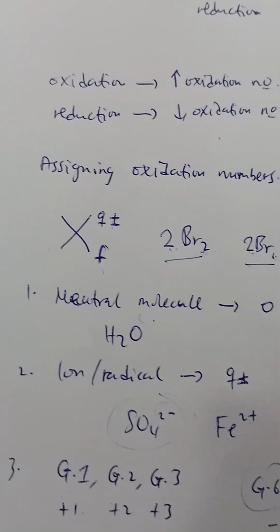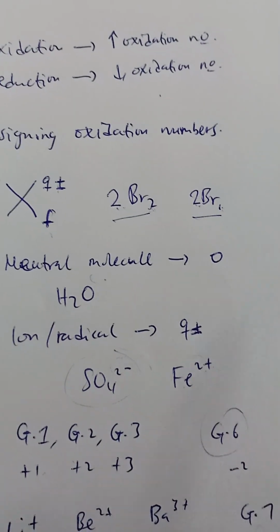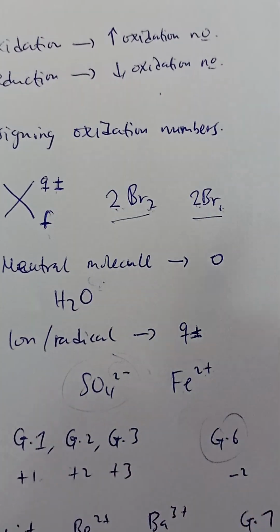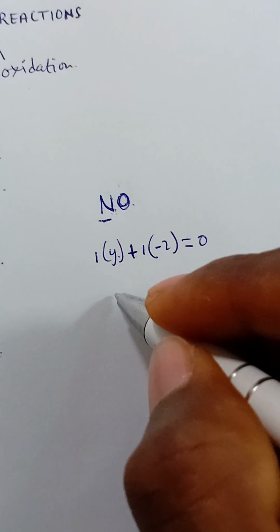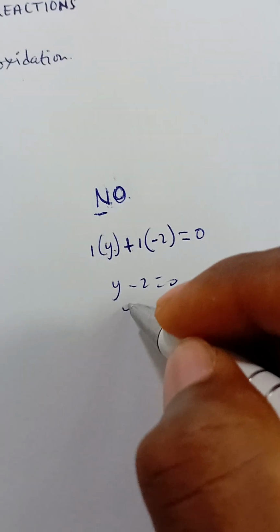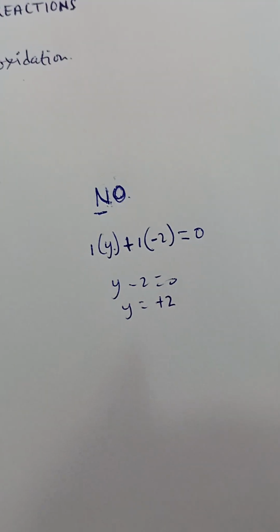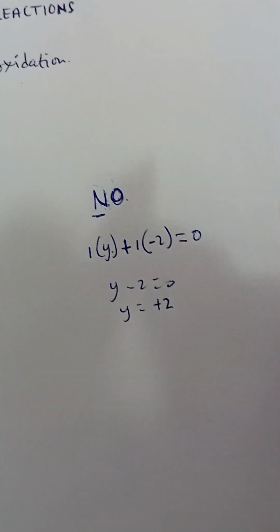Remember we said that for a neutral molecule, the oxidation state is 0. Neutral means we are not seeing anything written on top of it, we are not seeing the charge. So let's proceed. Y minus 2 equals 0, so Y equals +2. The oxidation state of nitrogen here is +2.